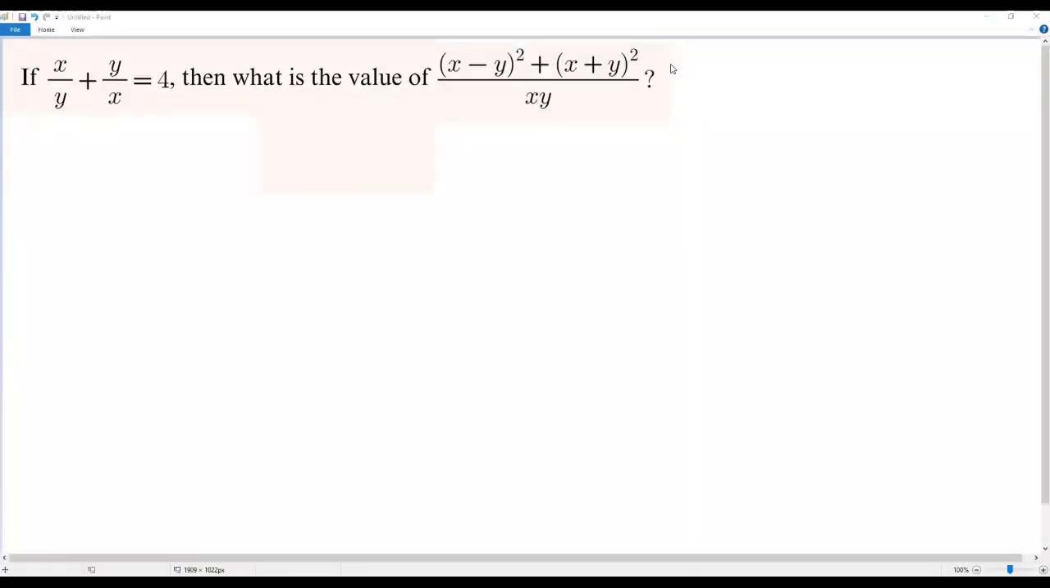Here we have a SAT math question. Let's go with the information. If x/y + y/x = 4, then what is the value of (x − y)² + (x + y)² over xy?